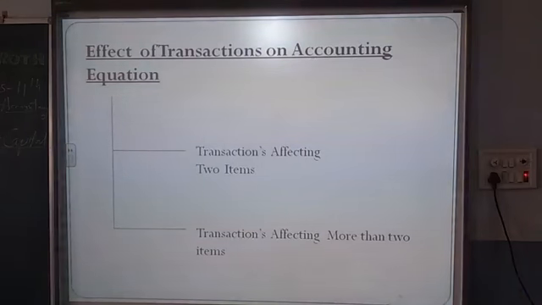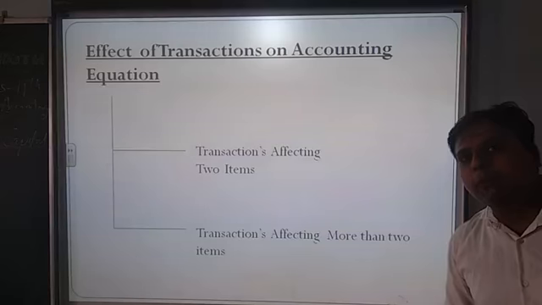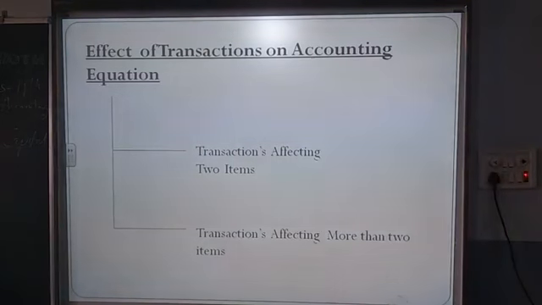First one, transactions affecting two items. As I have already discussed in concepts, the dual aspect principle shows that every transaction gives two effects. So in the accounting equation, there will be transactions which have two effects, which affect two items. For example, cash started with capital, so there will be two effects, on cash as well as on capital.